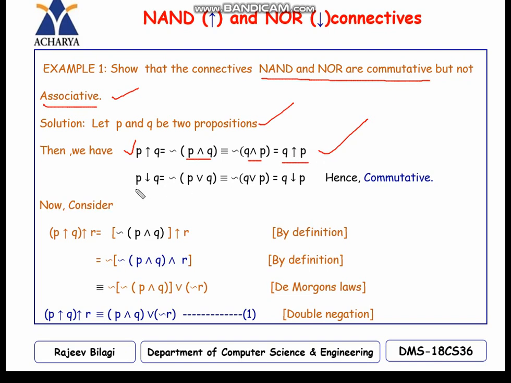Now similarly with respect to the NOR operator. By the definition, P NOR Q is negation of (P or Q). P or Q is the same as Q or P, so that is the commutative law. With this, by the definition, I can write Q NOR P. So P NOR Q is the same as Q NOR P. So that is the commutative property.